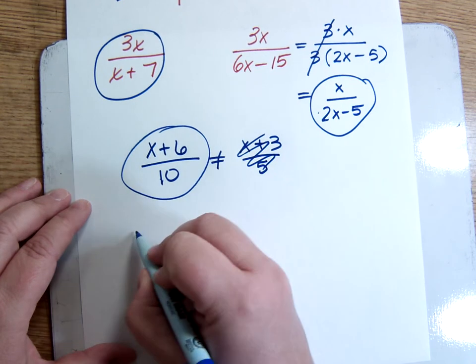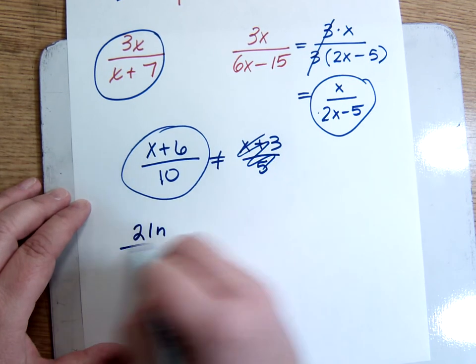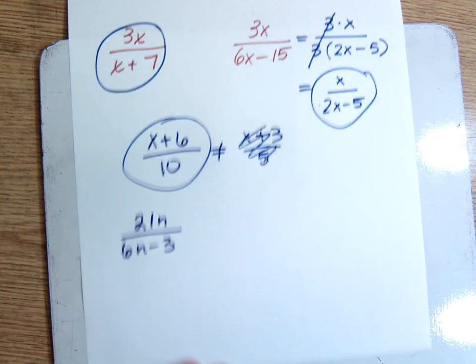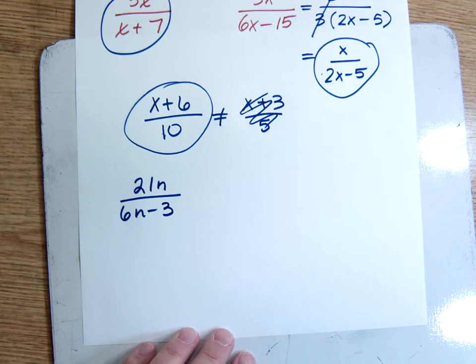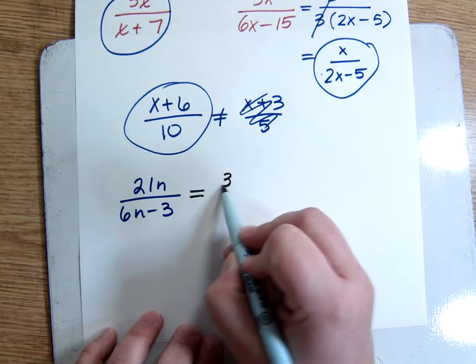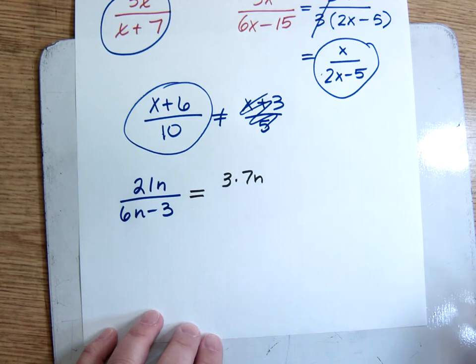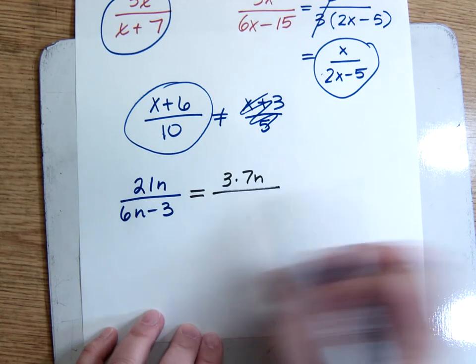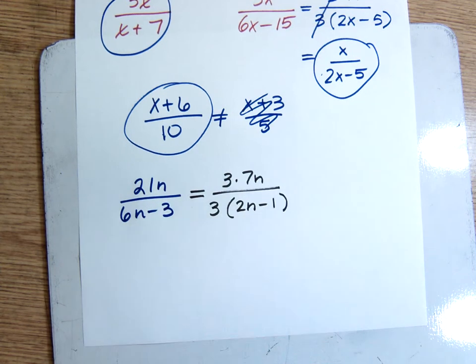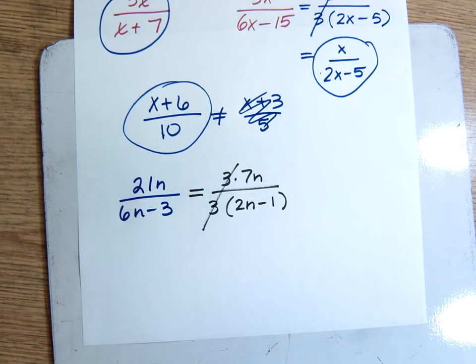Here we go. How about 21n over 6n minus 3? All right. Can I factor the top, factor the bottom into some factors where there is a common factor? Sure. Common factor would be 3. Here we go again with 3. We're having a banner day with 3. So the top is 3 times 7n, and the bottom is 3 times 2n minus 1. Now I could take it out.